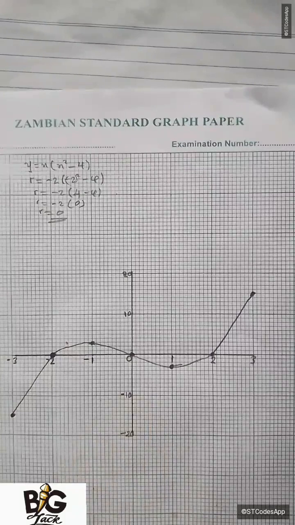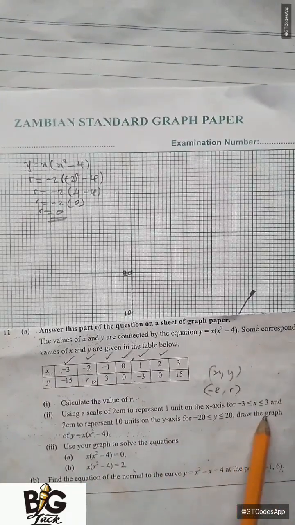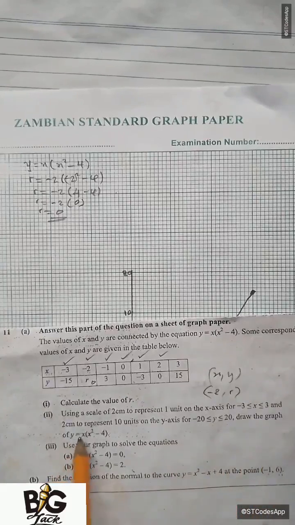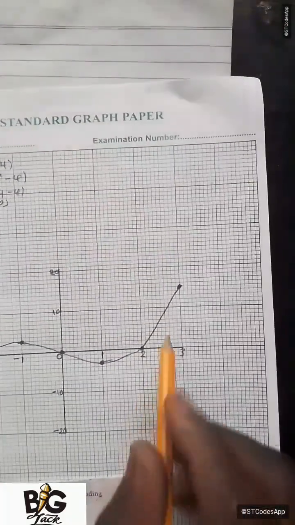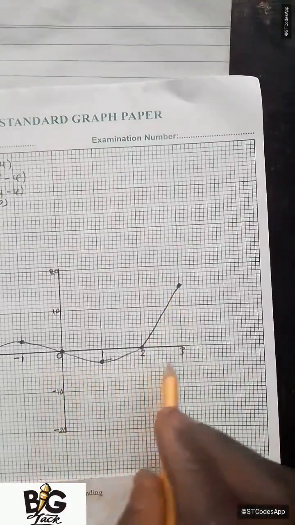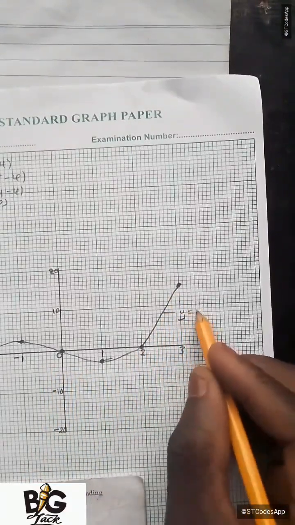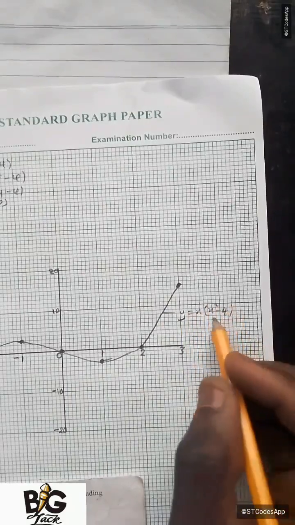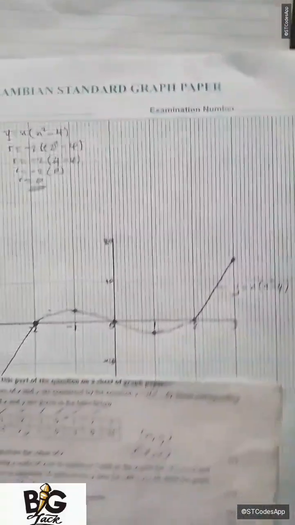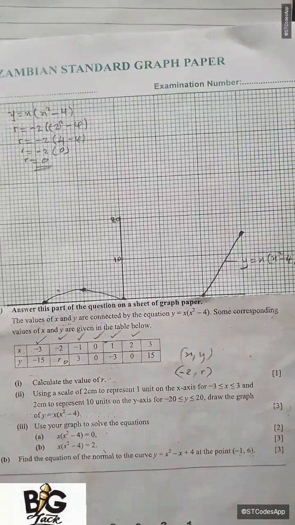So this one here, they were saying in the question, we need to draw the graph of y is equal to x open bracket x to the power 2 minus 4. So I'm going to name this curve here. This line here is called the curve. So I'm going to name this curve as y is equal to x open bracket x to the power 2 minus 4. So as for Roman numeral number 2, we are done.